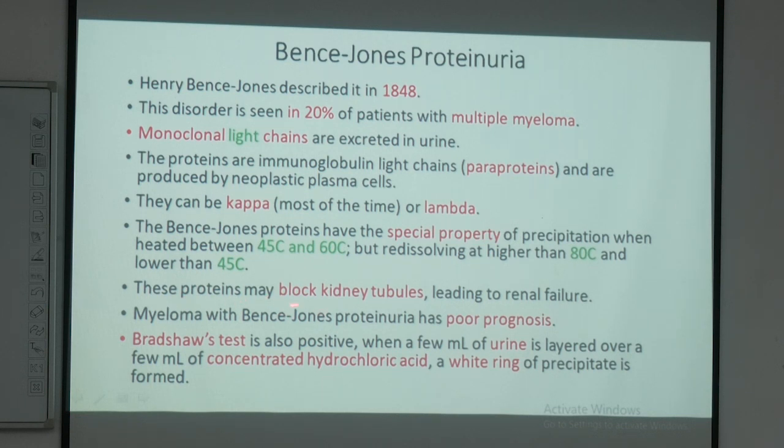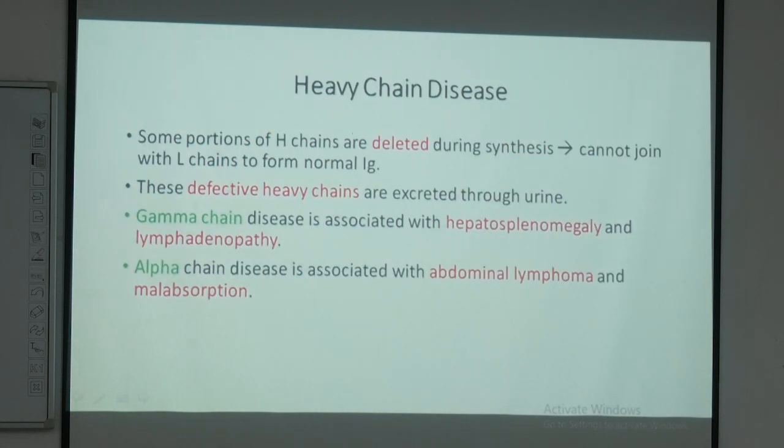So this protein can block the kidneys and cause renal failure, and we can detect it with the help of the Bradshaw test. So this is heavy chain disease. It can be gamma chain disease. It can also be alpha chain disease. In gamma chain disease, there can be hepatosplenomegaly or lymphadenopathy. In alpha chain disease, there can be abdominal lymphoma or malabsorption.